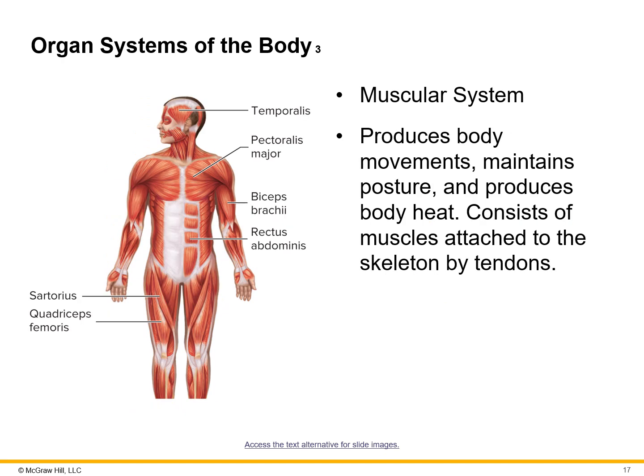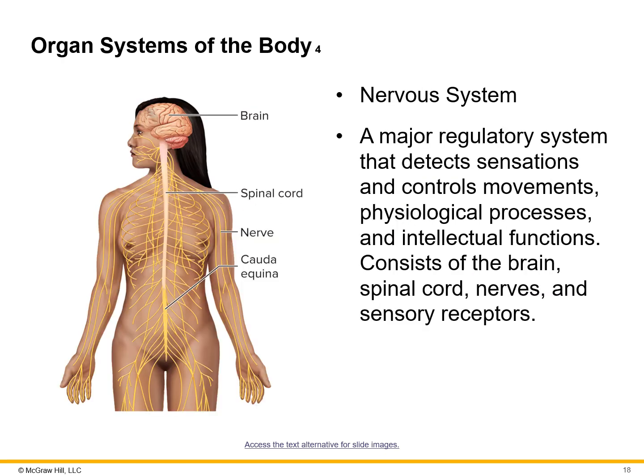Then our muscular system, of course, movement also helps us to maintain our posture, and they're important in producing body heat. So whenever we're shivering or shaking, it's those muscles releasing heat that helps warm us up. And of course, made up of our muscles as well as the skeleton that it's attached to using those tendons.